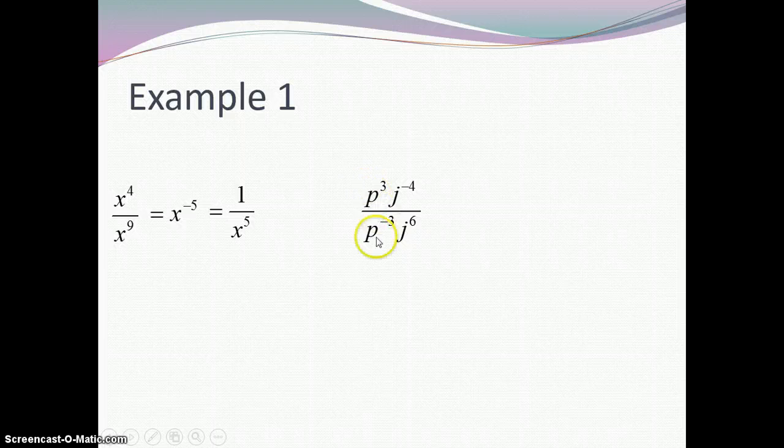Like bases subtract exponents for the p, so p to the 3rd divided by p to the negative 3rd. 3 minus negative 3 is 3 plus 3, which is p to the 6th. And then negative 4 minus 6 is j to the negative 10th. So I get that. 3 minus negative 3 is 6. Negative 4 minus 6 is negative 10. Now we have to move the j down to the denominator to make that negative 10 positive 10, and I get that. So there is example 1 type problems.